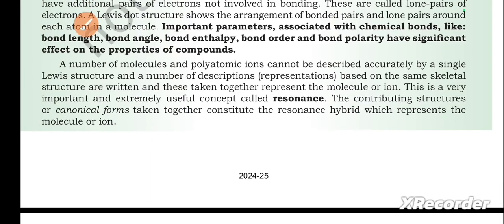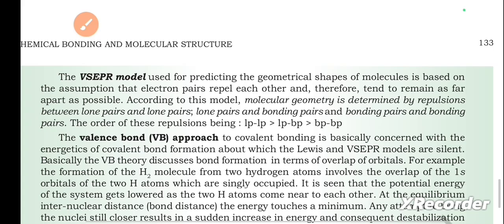A number of molecules and polyatomic ions cannot be described accurately by a single Lewis structure, and a number of descriptions based on the same skeletal structure are written, and these taken together represent the molecule or ion. This is a very important and extremely useful concept called resonance. The contributing structures or canonical forms taken together constitute the resonance hybrid, which represents the molecule or ion.